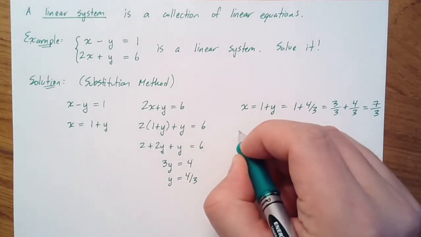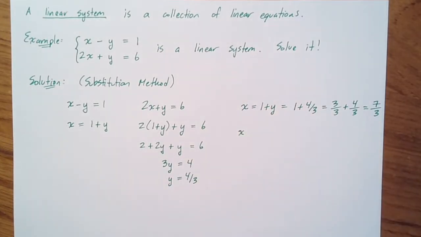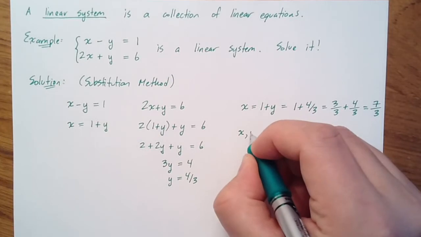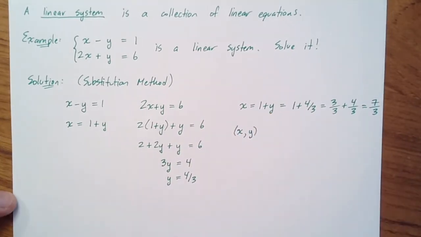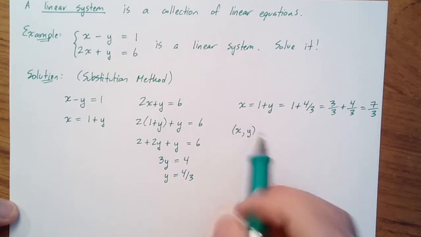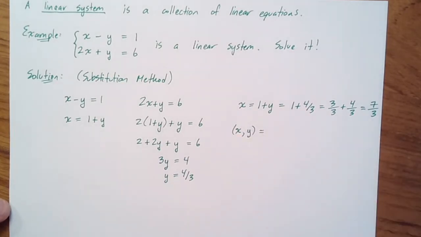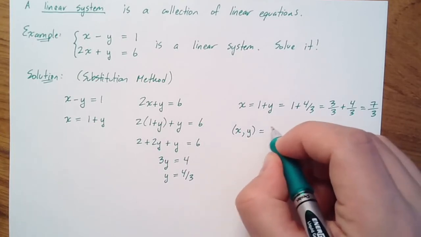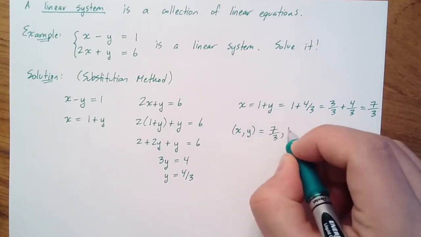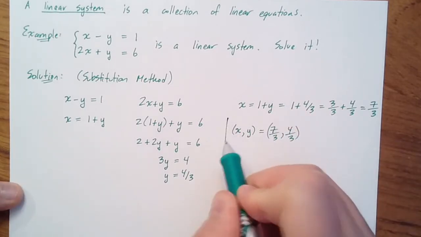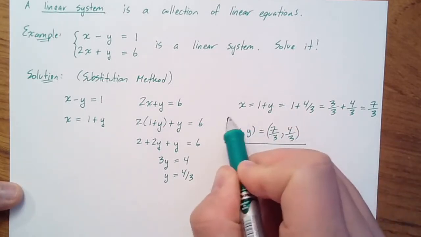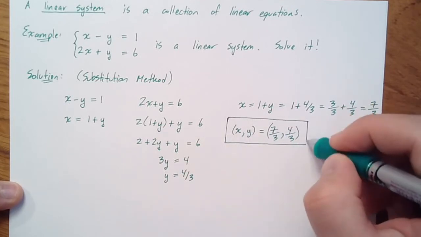So now we can say that the values of x and y, I'm going to write them as an ordered pair with brackets around them separated by a comma. This is writing my solution in point form. I'm going to say the point (x, y) has to be (7/3, 4/3). So that is the way I can summarize my answer as compactly and concisely as possible.